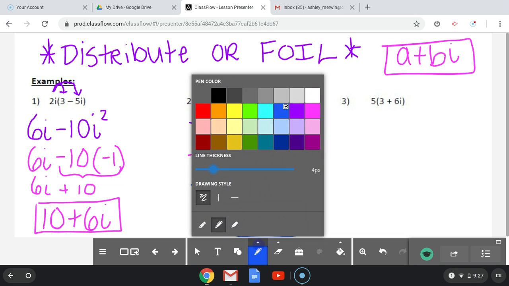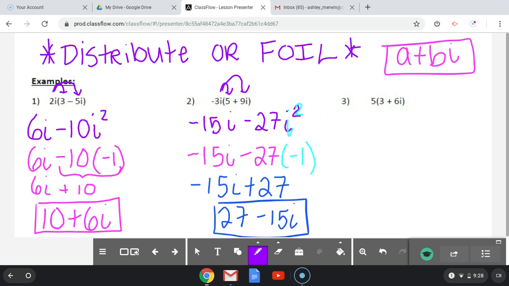Okay, in number 3, we're just distributing a 5, not a 5i. So 5 times 3 is 15. 5 times 6i is 30i. This one doesn't produce an i squared, so you don't have to replace it with the negative 1, and it's in a plus bi form, so you are finished.